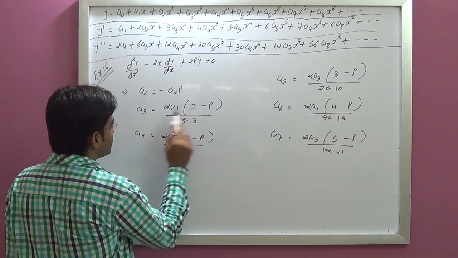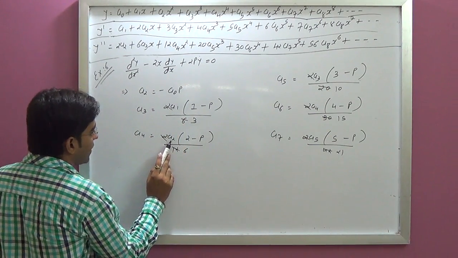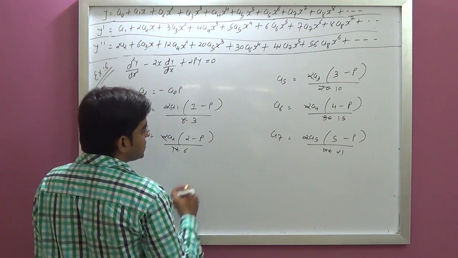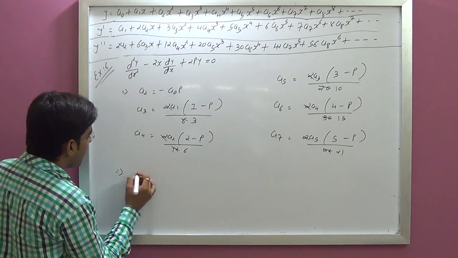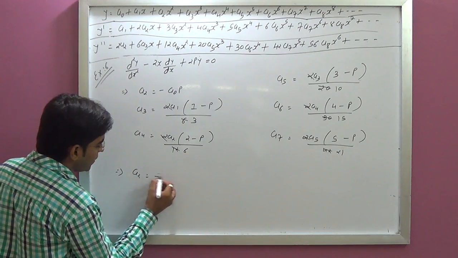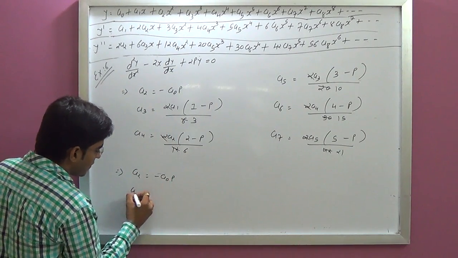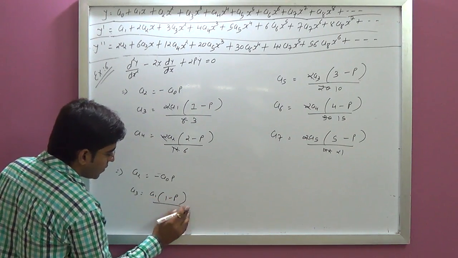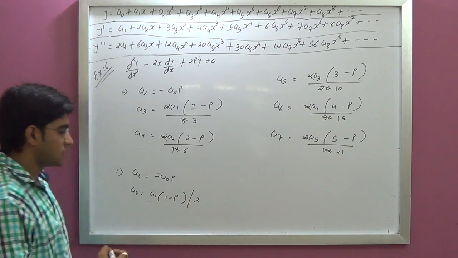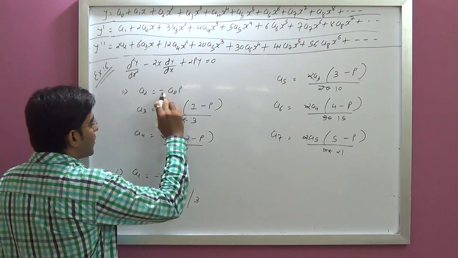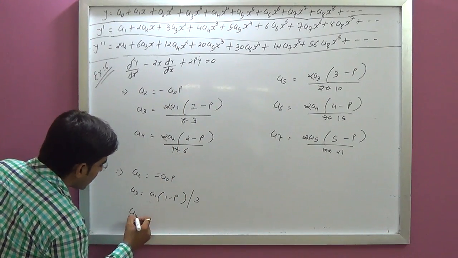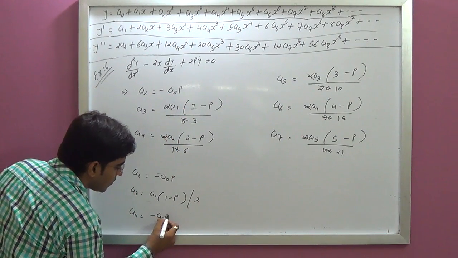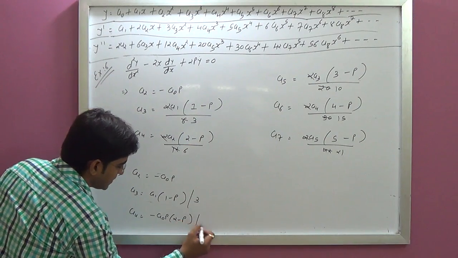Now this one a1, right? Okay, and a2. Here what value do we put for a2? This value. Okay, that means what we get: a2 equals minus a0p, a3 equals a1 times 1 minus p by 3. Now a4 we substitute a2 as minus a0p, so we get minus a0p times 2 minus p by 6.